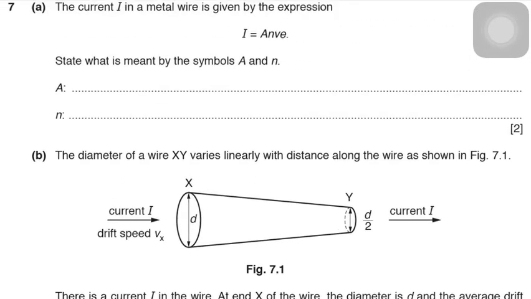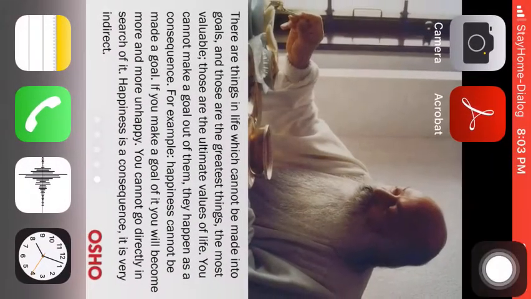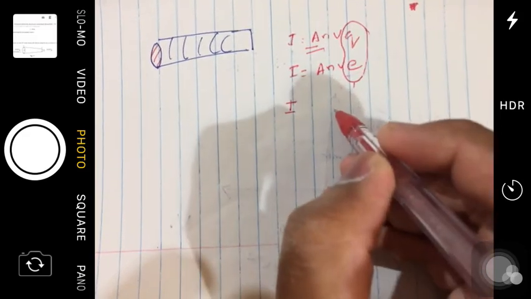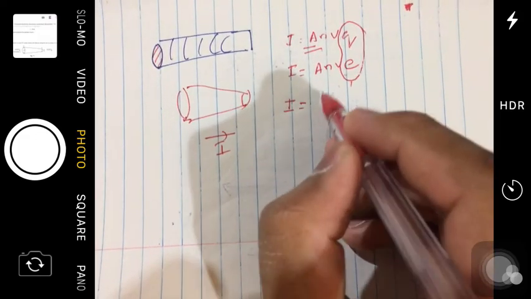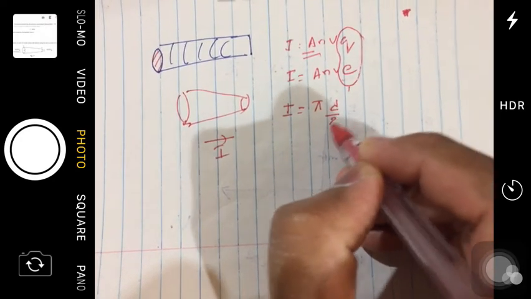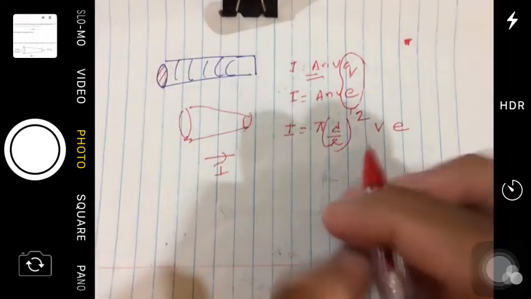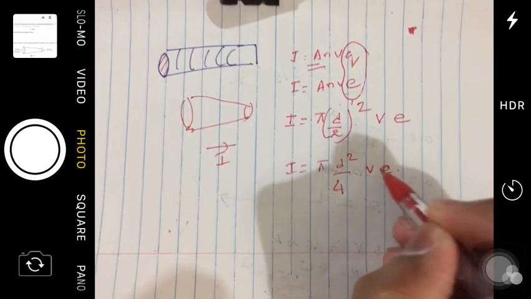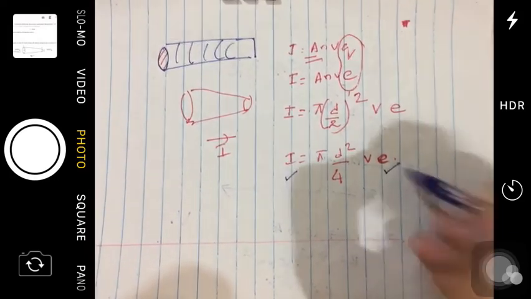Now we have this equation, I is equal to nAve, the drift speed, times charge, which means now they're talking about diameter. I remains the same; the same amount of current should flow through the entire conductor, so there is no change in the value of I. Area will be pi r squared, r will be half the diameter, squared, times the drift speed times the charge. So I is equal to pi d squared over 4 times v times e. In this equation everything else remains constant. I remains constant, and the charge is constant.